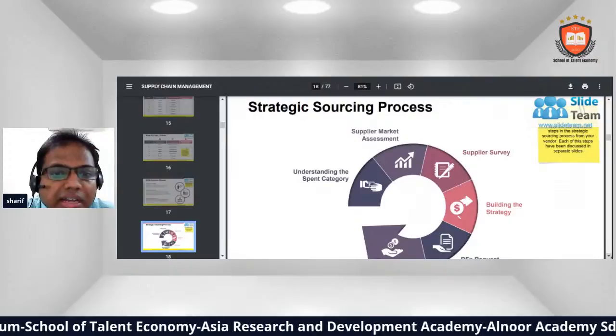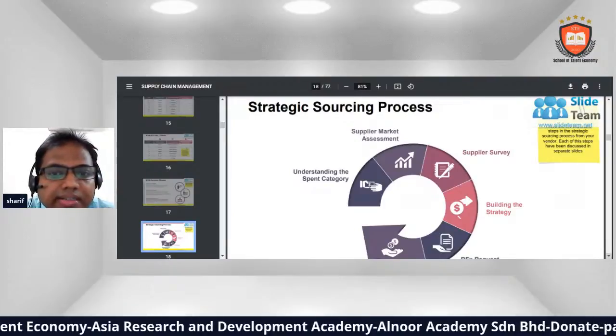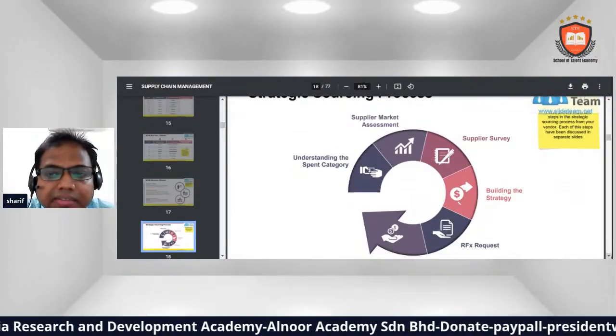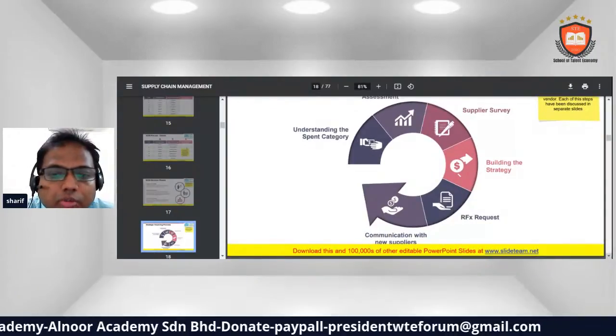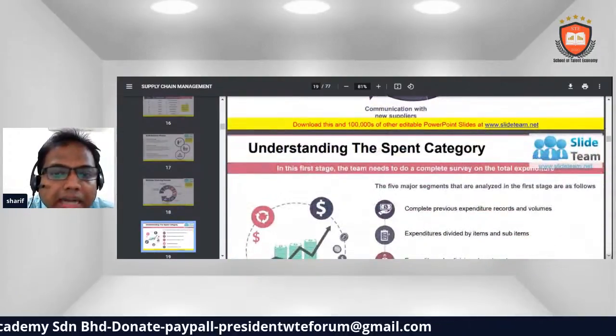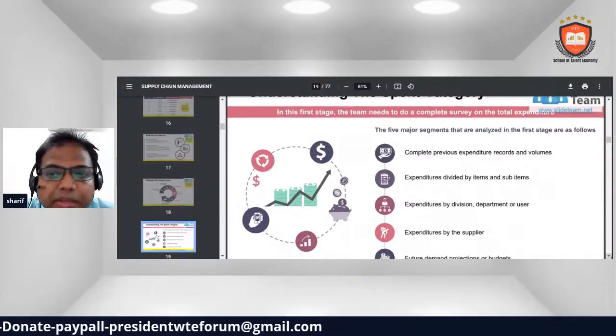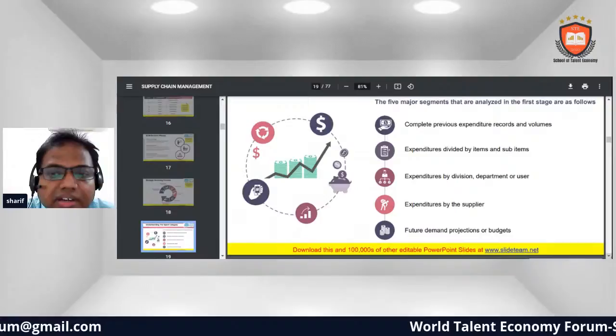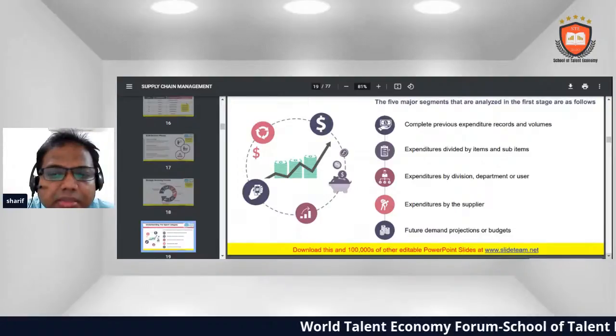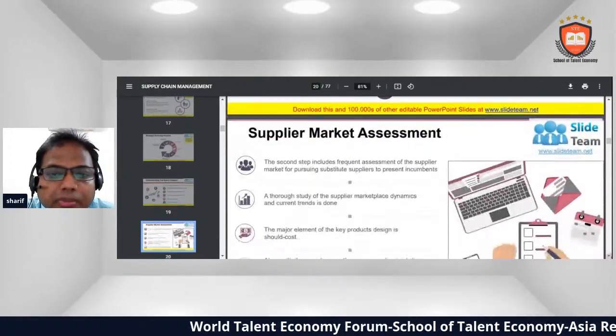Strategic sourcing: forces underlying the spend category, supply market assessment, supplier survey, build the strategy, RFx request, communications with the new suppliers. Understanding the spend: complete previous expenditure records and volume, expenditure divided by item and sub-item, expenditure by divisions, department or user, expenditure by the supplier, future demand projects or budgets.